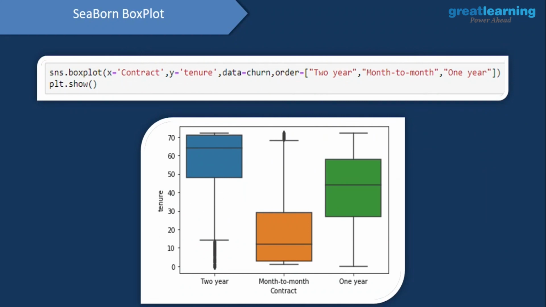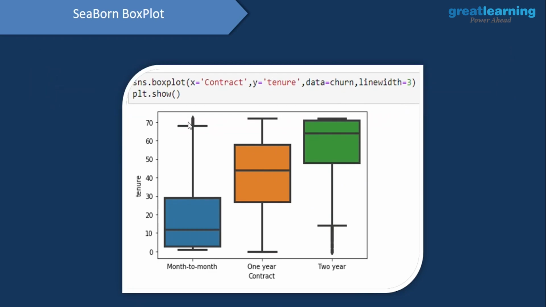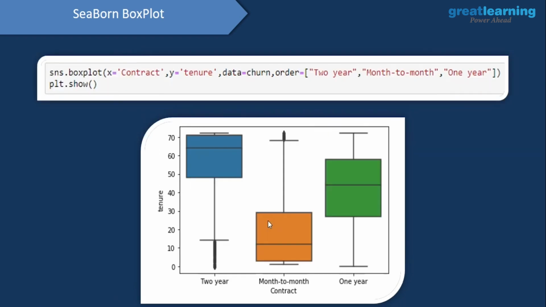And after this, let's say if I want to change the order of how these boxes are present. So here, initially the boxes were present in the order of month to month, 1 year, 2 year. But instead of this order, let's say if I want 2 year first, followed by month to month, then after that, if I want 1 year, then I can use this attribute called as order, and inside this I'll pass in the list which will comprise of the order in which I would want these boxes to be present.